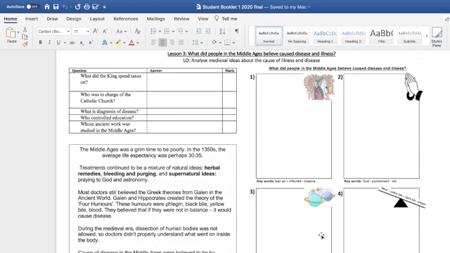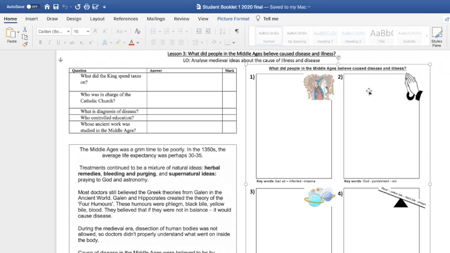So the cause of disease in the Middle Ages can be split into 2 separate categories. One category is supernatural thinking and supernatural ideas of causes of disease. And the other one is natural thinking, so natural reasons that cause disease and illness. Now, for supernatural thinking, we have over here the idea of God.